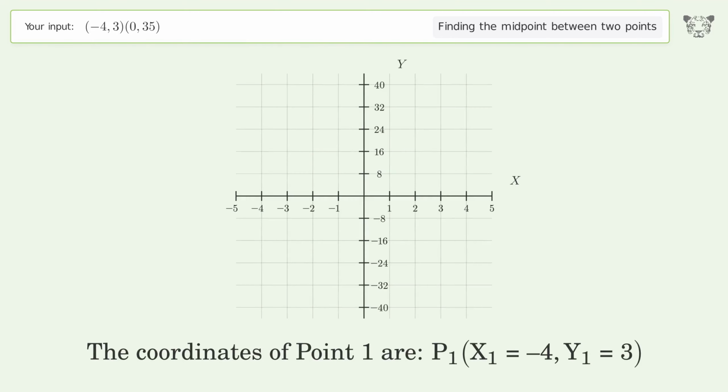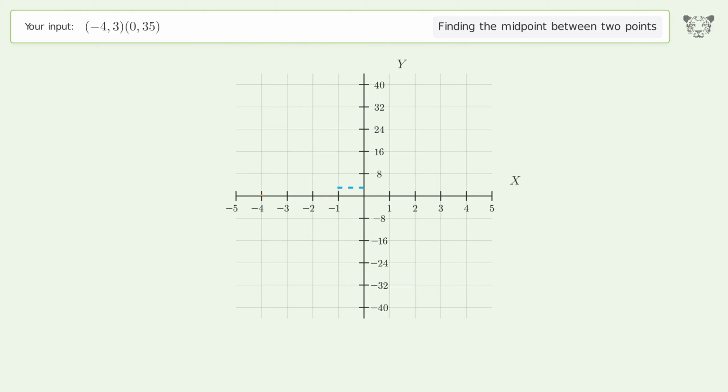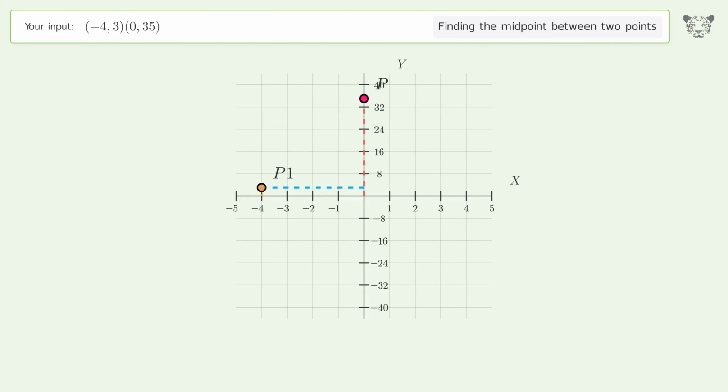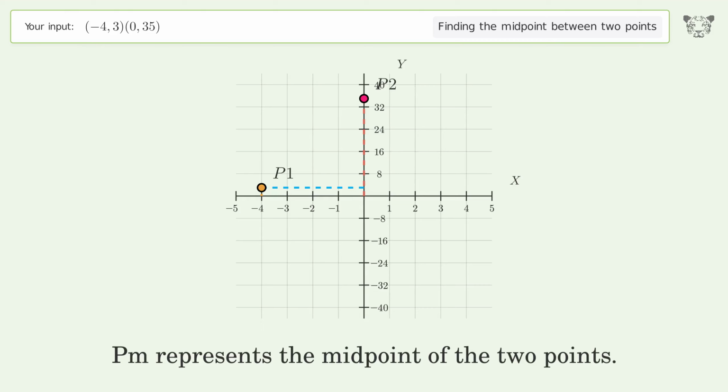The coordinates of point 1 are x1 equals -4, y1 equals 3. The coordinates of point 2 are x2 equals 0, y2 equals 35. PM represents the midpoint of the 2 points.